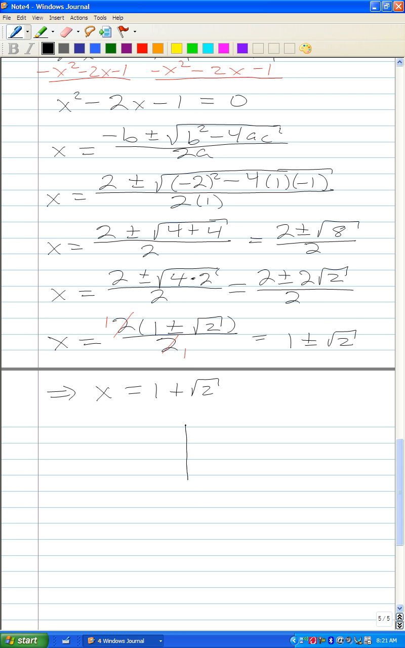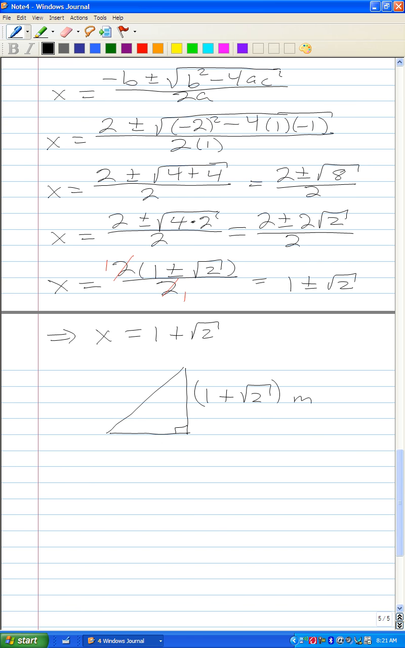Therefore, my triangle has a leg of 1 plus rad 2 meters. Your other leg is, well, the same length, 1 plus rad 2 meters. And, well, if you add 1 to 1, you get 2. And so the hypotenuse has a length of 2 plus rad 2 meters.